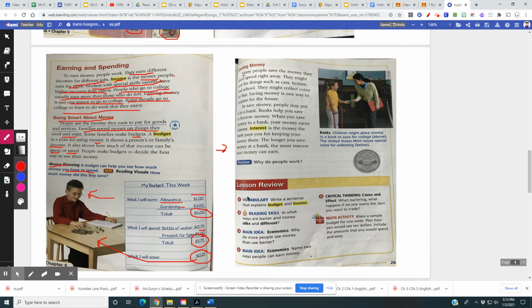Saving money. Many people save the money they don't spend right away. They might save for things such as cars, homes, and school. They might collect coins for fun. Saving money is one way to prepare for the future. To save money, people may put it in a bank. Banks help you save or borrow money. When you save money in a bank, your money earns interest. Interest is the money the bank pays you for keeping your money there. The longer you save money at the bank, the more interest your money can earn.